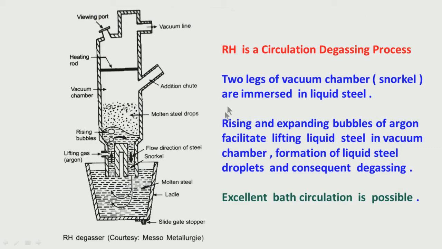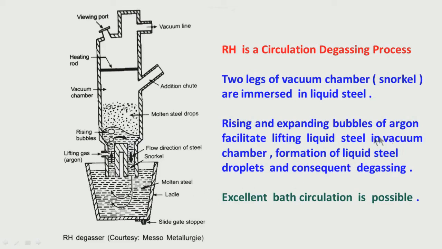But here you just look at what is happening, there is a vacuum chamber. From the ladle of liquid steel, there are two legs of the vacuum chamber, which you will call snorkels. This is one leg, this is another leg. This leg, the left leg in the figure, what is happening there? Both are immersed in the liquid steel in the ladle. So, there are rising and expanding bubbles of argon. We are pushing argon from this opening in the left snorkel of the vacuum chamber.